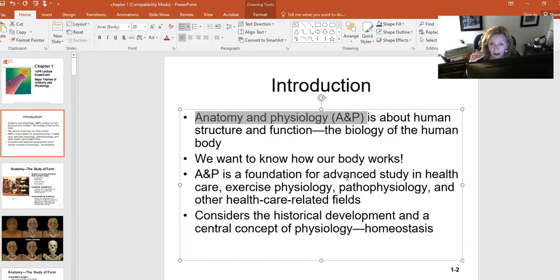Now, under biology, bio is life, and ology is the study of life. There are many subdisciplines under biology. We could study plants, which would be botany. Plants are alive, aren't they? Zoology is the study of animals, right?